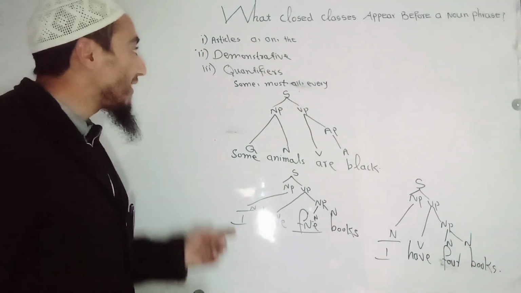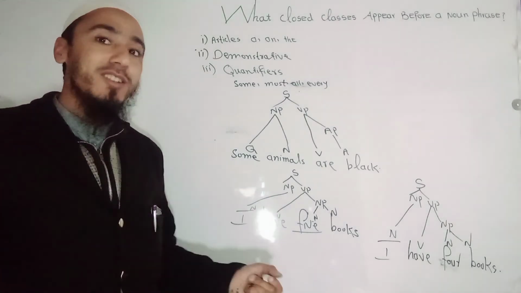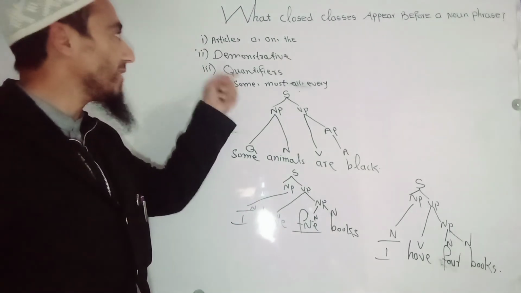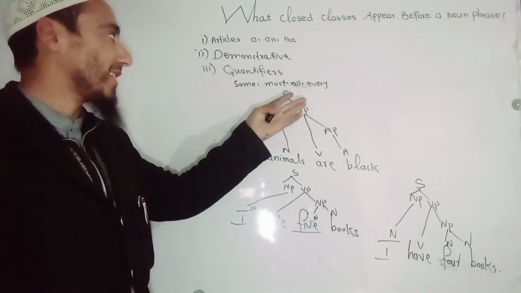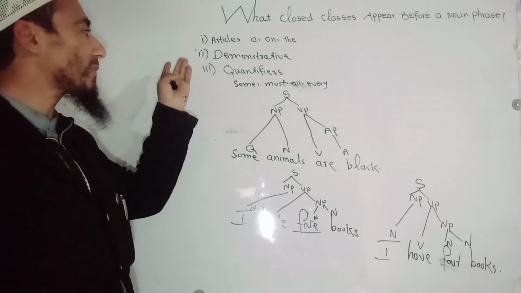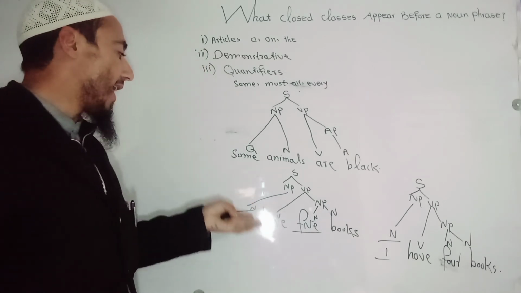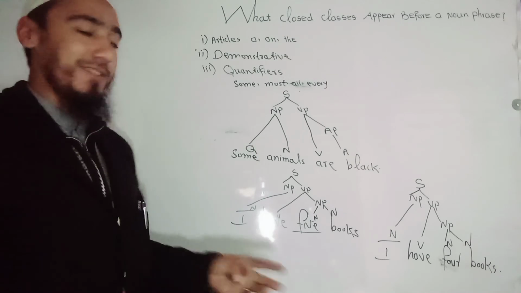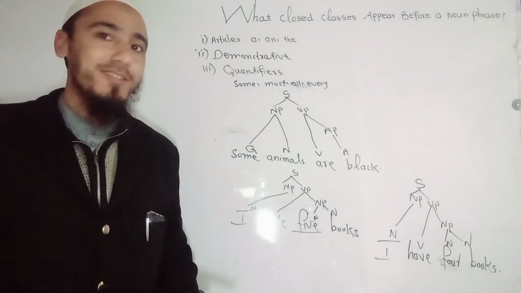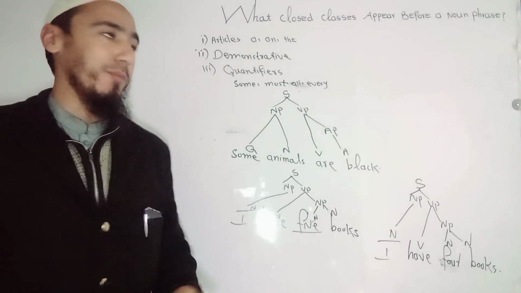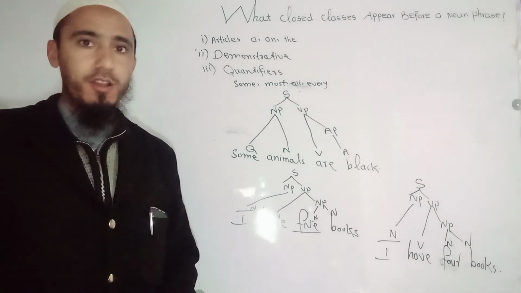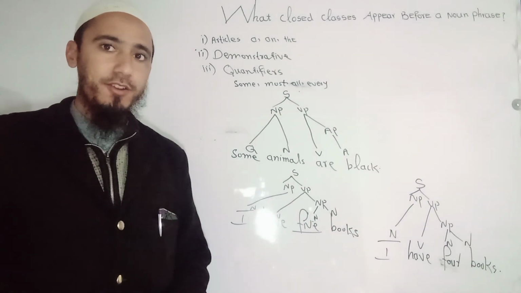So this topic clearly indicated what a noun phrase can have. It means that articles can appear before a noun phrase, demonstratives can appear before a noun phrase, quantifiers can appear before a noun phrase, and also we say that adjectives can appear. But today we just talk about closed class words. The closed class words appear before a noun phrase. And what are they? They are article, demonstrative, quantifiers, and numeral. Hope that this topic is clear to you. Thank you.